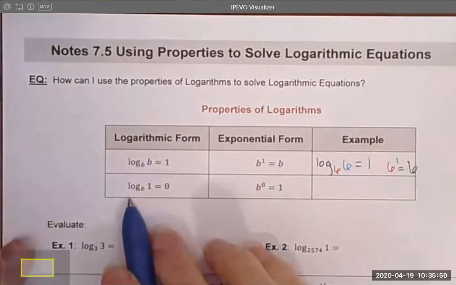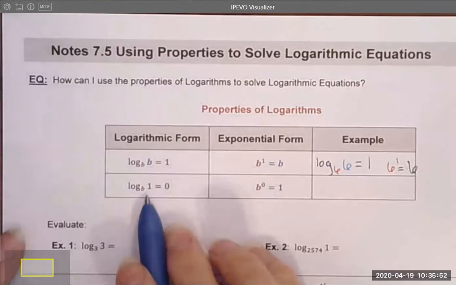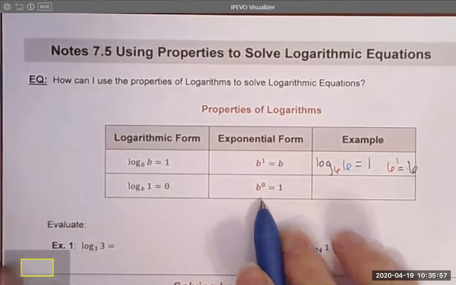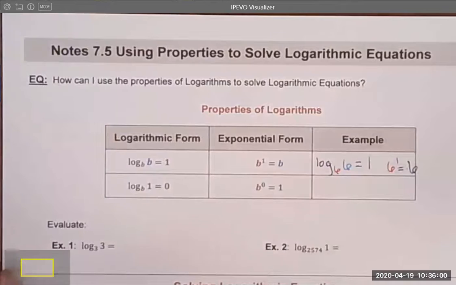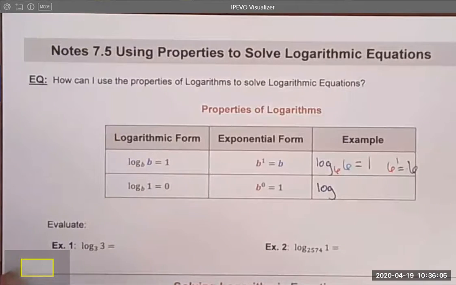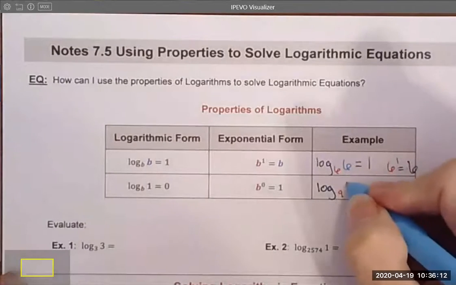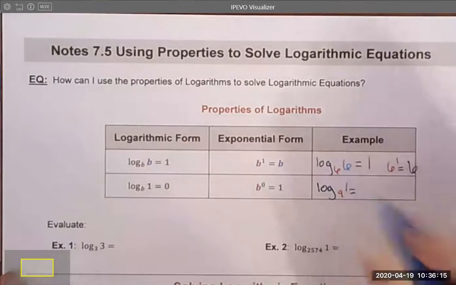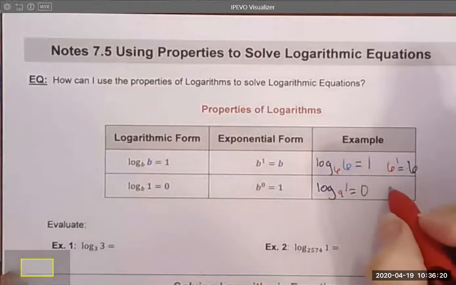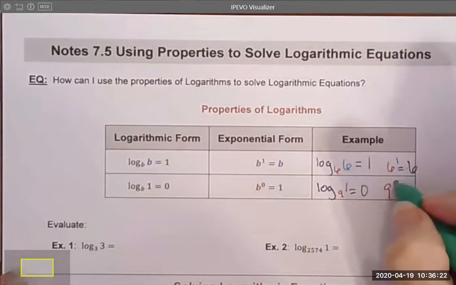If I look at the next one, it's equally straightforward. In logarithmic form, it says log base b of 1 is equal to 0. Makes total sense if you look at it in exponential form. Here we're saying anything to the 0 power is just 1, and hopefully that's familiar. So write it as a log: log, let's say base 9 of 1. We know that that is going to be equal to 0. And if I write it in exponential form, we're saying that 9 to the 0 power is equal to 1. And that makes sense.